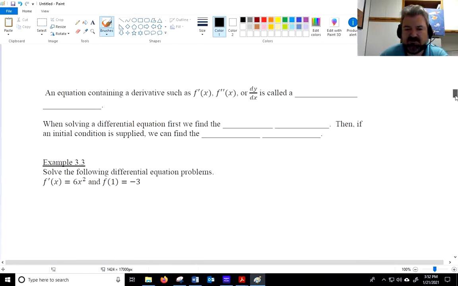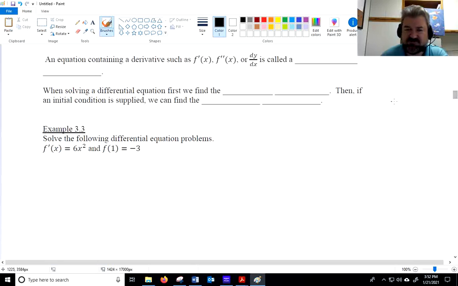An equation containing a derivative, such as f prime, f double prime, or dy dx, is called a differential equation. The art of solving differential equations is a really big part of math. In fact, after a couple of years, 2-3 courses of calculus, usually you go into a course that's dedicated to differential equations because it is so foundational in so many different aspects of applied mathematics.